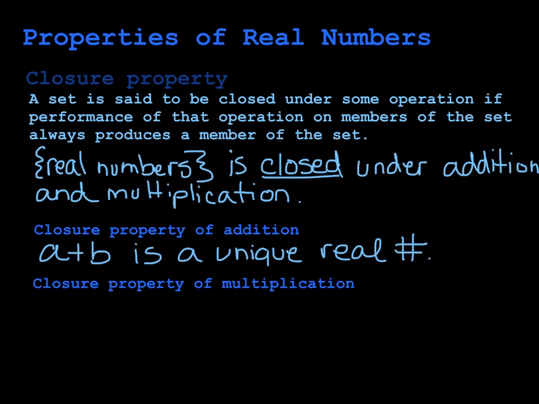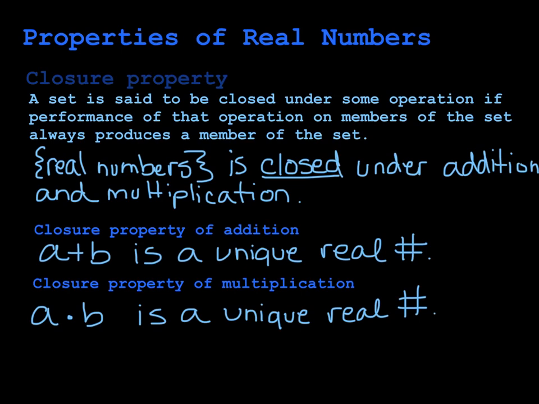Okay, and the closure property of multiplication says that a times b is a unique real number. When I multiply or divide, I only get one solution. So can you think of an operation out there that is not closed then? Something that you could do and there's a something or something else as your answer. Just think about that. And when I say unique, let me just clarify that for you real quick. That's where I mean only one. Not unique like it's really cool, but unique like there's only one of them.